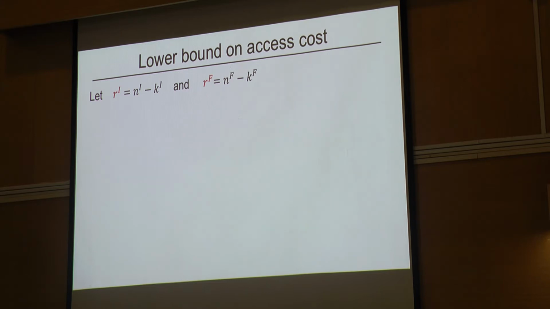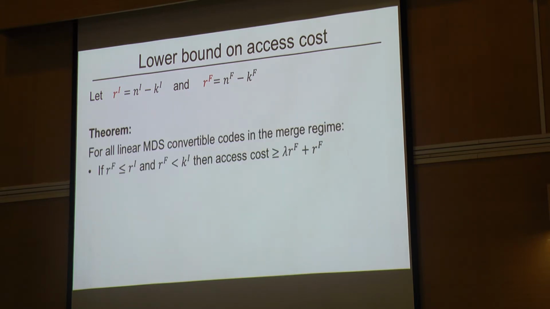Okay? So an intuitive way of remembering what R corresponds to is to think of the code as systematic, in which case r equal to n minus k would be the number of parities, right? Because k is the number of data blocks and n is the total number of blocks. Okay, so here is the main result on the lower bound on the access cost for the merged regime.